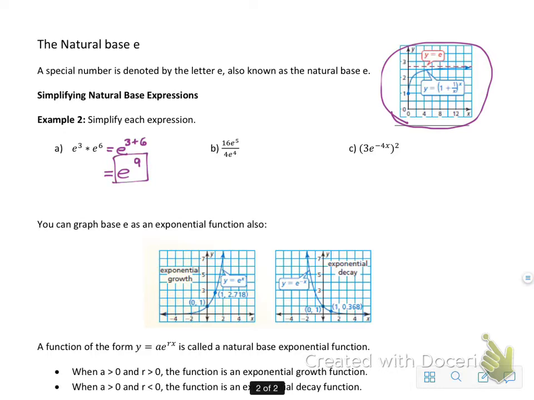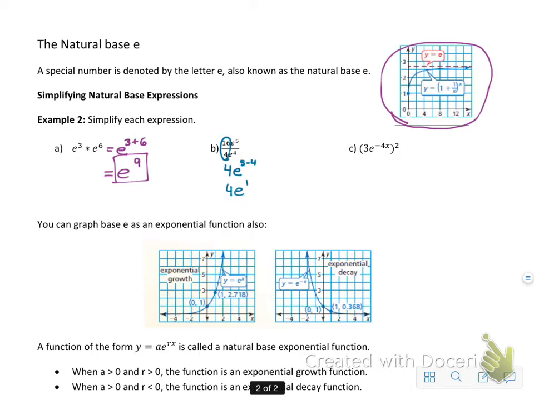With division, it actually does the opposite. So instead of adding, we are subtracting. But first, we have to deal with this 16 over 4. Well, 16 divided by 4 is 4. So we're just going to put the number 4. And then we have e to the 5 minus 4. Well, 5 minus 4 is 1. So you can put the e to the 1, or you can just make it 4e.